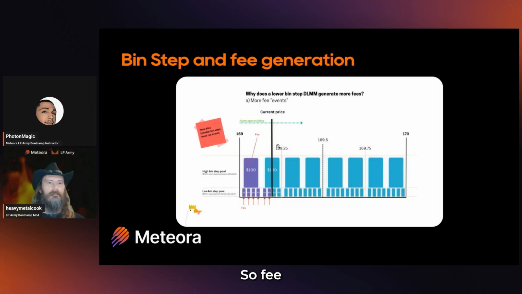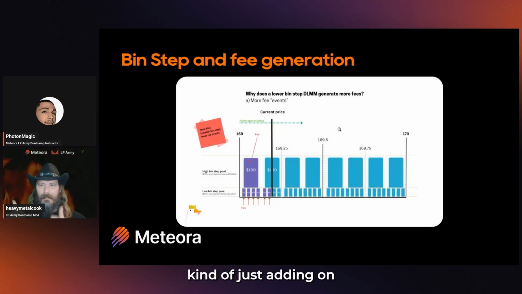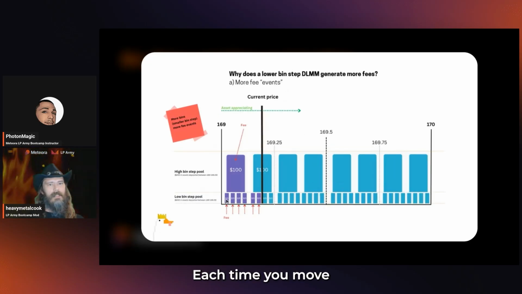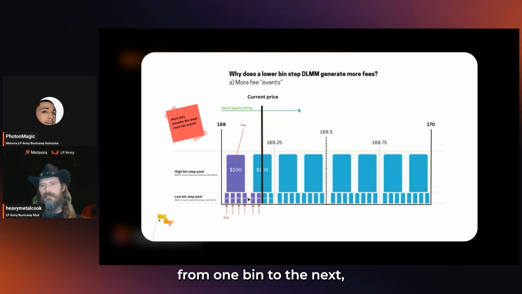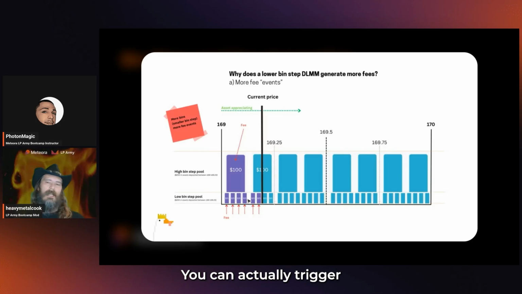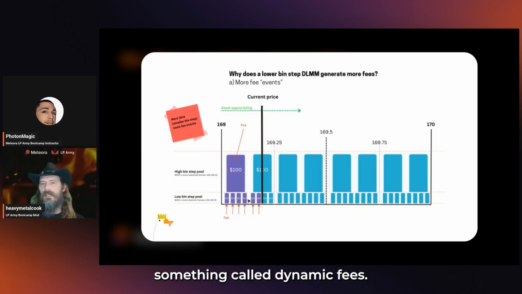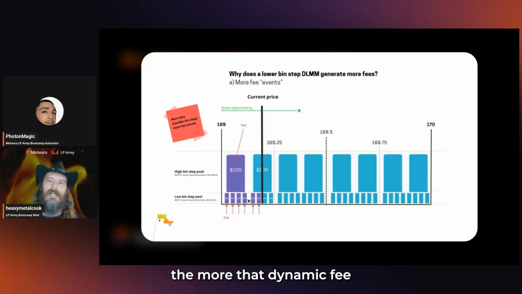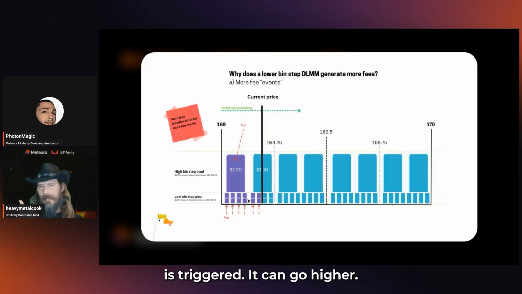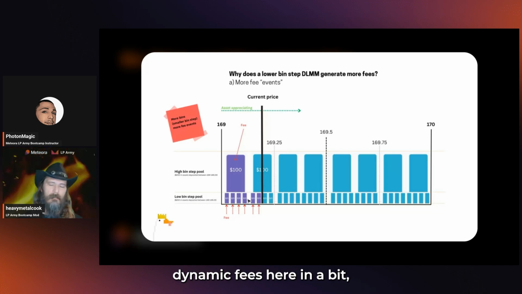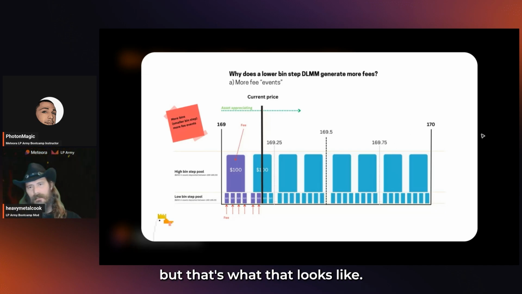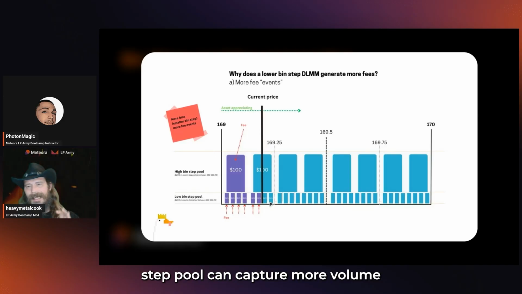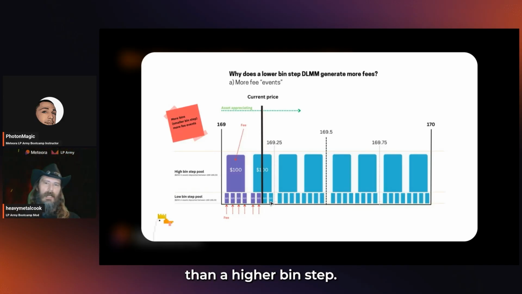Okay, so fee generation here, kind of just adding on to what we talked about a second ago. Each time you move from one bin to the next, that's like a fee event. It can actually trigger something called dynamic fees. The more it's moving through bins back and forth, the more that dynamic fee is triggered. It can go higher. And I'll show you guys dynamic fees here in a bit. A lower bin step pool can capture more volume than a higher bin step, but sometimes you need that higher bin step in order to cover a greater range.